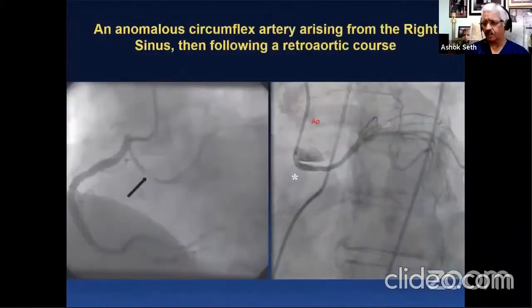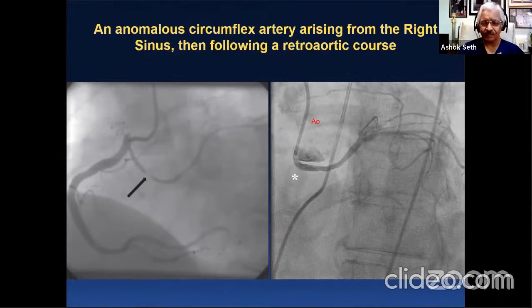A brief about anomalous circumflex. I know I'm going on, Azeem, what can I do? I just have a few things to say, but I hope you'll excuse me for these interesting observations.